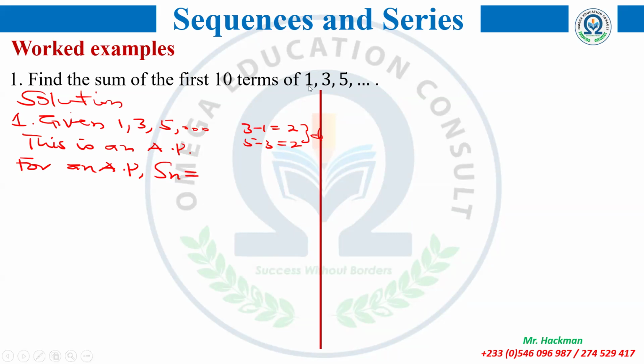So let's see, obviously we are dealing with a sequence where we don't know the last term. So it means we have to quote the first one. In that case, I'll write the formula as n over 2, then square brackets, then 2a plus n minus 1, d. Then close my square bracket.